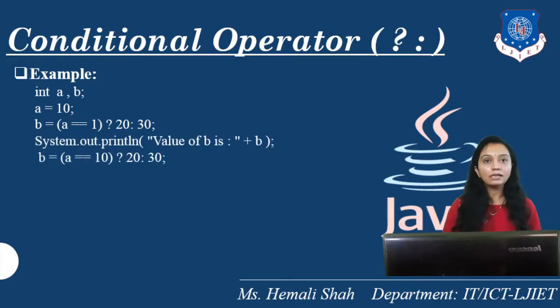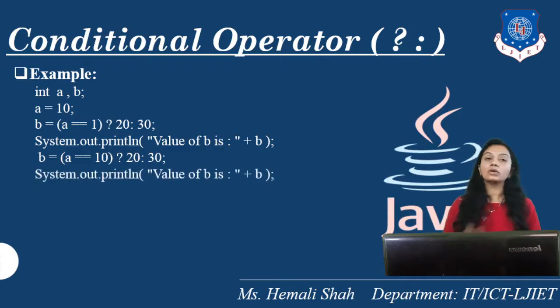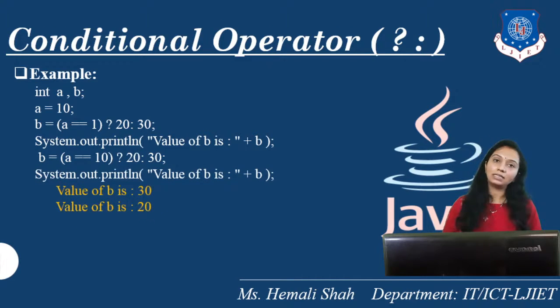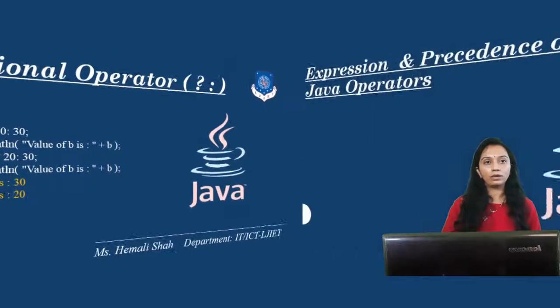Now I am reassigning the value inside b. This time a equals 10 gives a true value, that's why it assigns 20 to b. So the second time you will get 20. So this will be the answer of these two System.out.println statements in your program. Such a ternary operator works in your program.